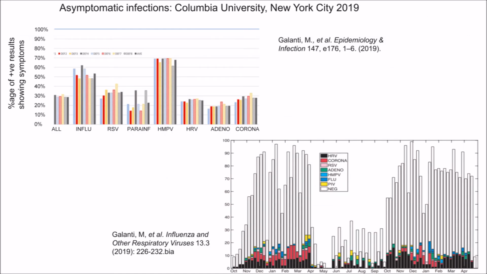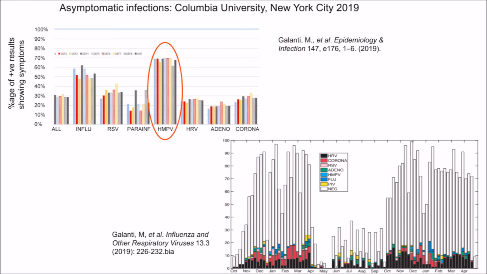There was a very interesting paper published last year in 2019 by a group at Columbia University. And what they did is they took samples from people in New York City over a period of a year and a half, and they looked for the presence of respiratory viruses in the samples. And here they've plotted the proportion of the people who have tested positive for several different viruses that showed symptoms. And you can see that an awful lot of people who were carrying one of the viruses were not symptomatic.